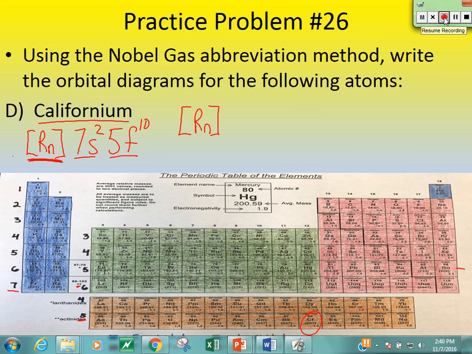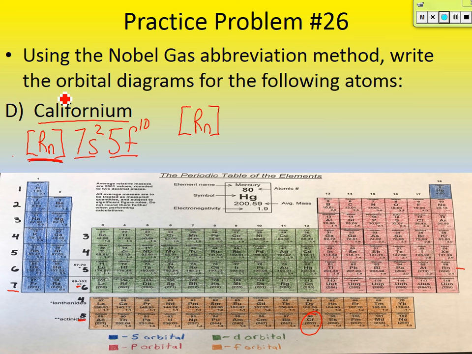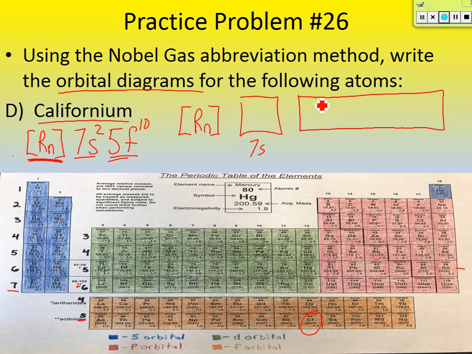Okay, so let's see if you got the orbital diagram for californium. We've got our preceding noble gas in brackets. How many boxes for the 7s orbital? 1 box. I'm going to draw 1 box and put 7s under it. How many for the 5f? This is a new one, so 7. So draw a really long rectangle here. How many boxes do you have to have here? 7. So 1, 2, 3, 4, 5, 6, and 7. So this, I'm going to label 5f.